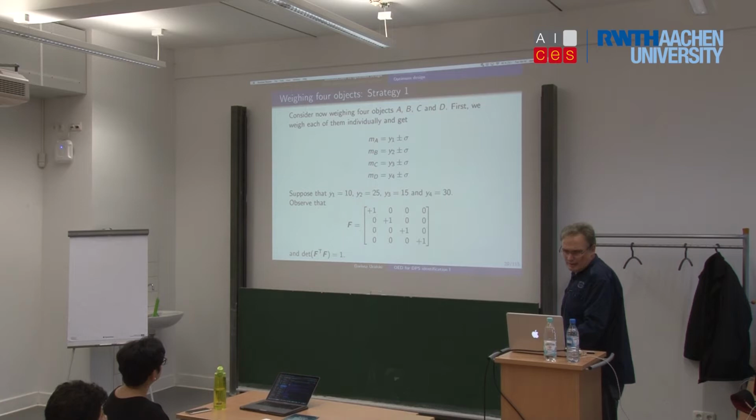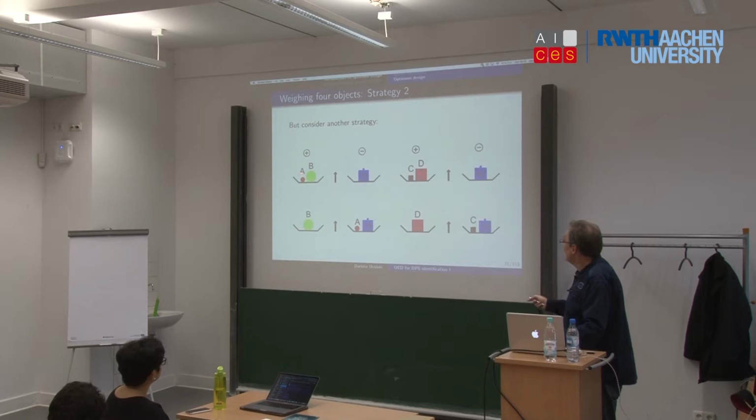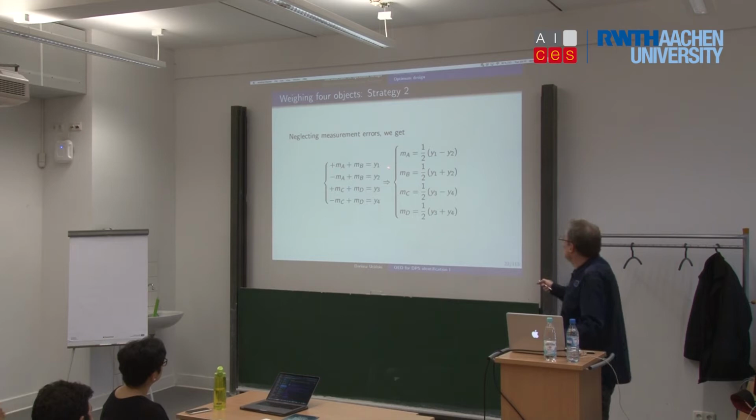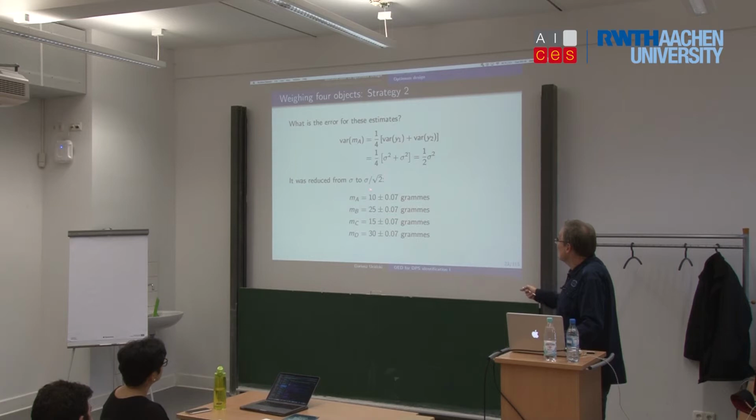Now you have another strategy. Here we have four measurements, but we weigh combinations of some objects. So here we have A and B put on one pan, here we have C and D put on one pan, A and B put on different pans, and D and C put on different pans. In this framework, we have the following equations for the measurements. So we can recover from these equations the values of the individual masses. And now the uncertainty is also reduced by the square root of 2. But this is not the last word.